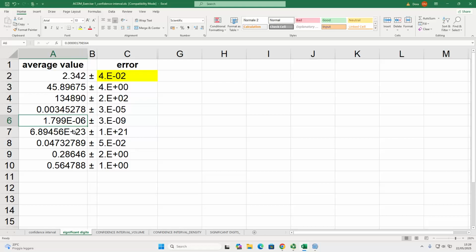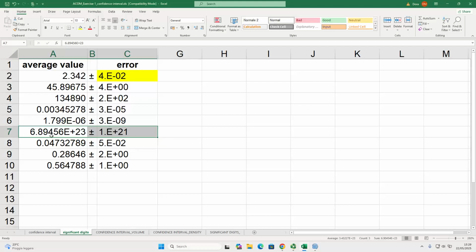Do you want to try with this? This could be a number of atoms or molecules in a mole. Okay? Molarity. So the error is 10 to the 21, very big number. Okay? They are thousands of billions, very big number.